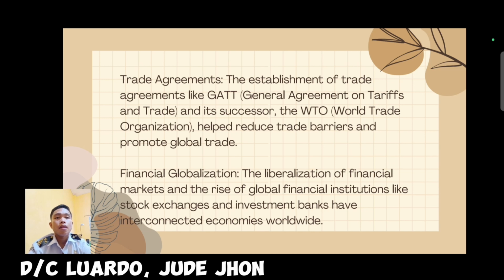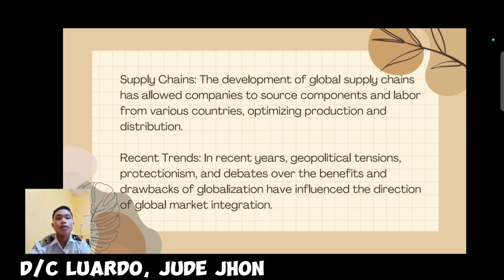Trade agreements: the establishment of trade agreements like GATT, or the General Agreement on Tariffs and Trade, and its successor, the WTO, or World Trade Organization, helped reduce trade barriers and promote global trade. Financial globalization: the liberalization of financial markets and the rise of global financial institutions like stock exchanges and investment banks have interconnected economies worldwide. Supply chain: the development of global supply chains has allowed companies to source components and labor from various countries, optimizing production and distribution.